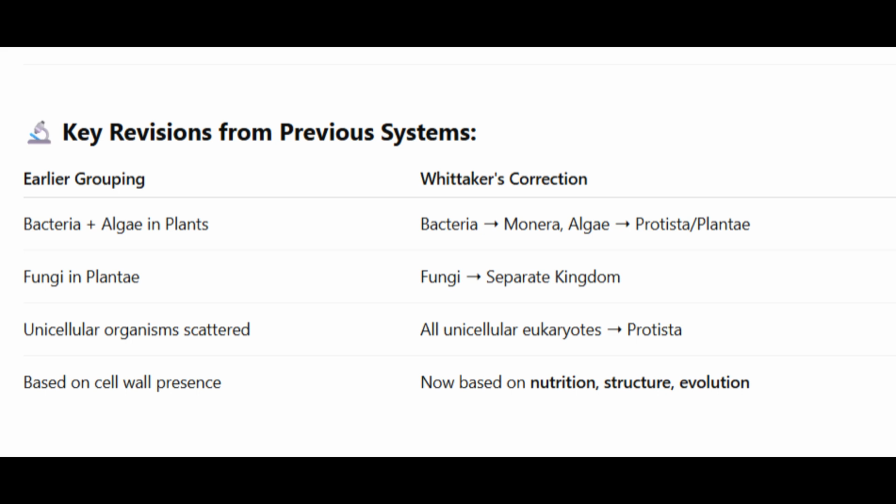Key revisions from previous systems. Earlier grouping, Whittaker's correction. Bacteria plus algae in plants; bacteria in Monera. Algae in Protista/Plantae. Fungi in Plantae; fungi, separate kingdom. Unicellular organisms scattered; all unicellular eukaryotes in Protista. Based on cell wall presence; now based on nutrition, structure, evolution.